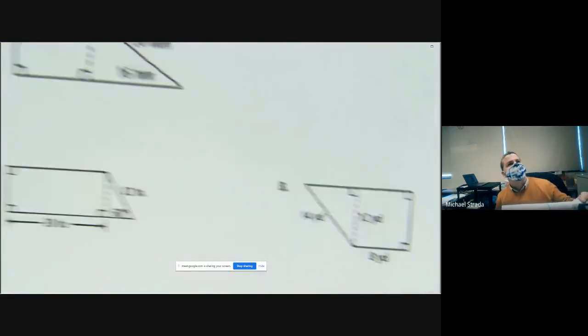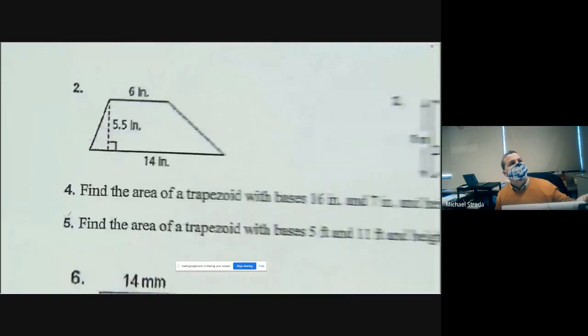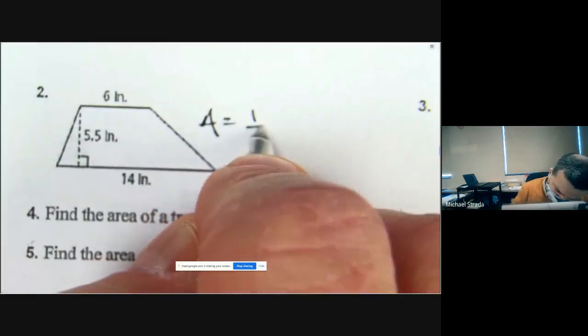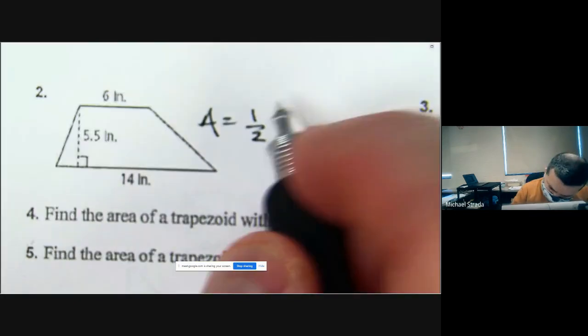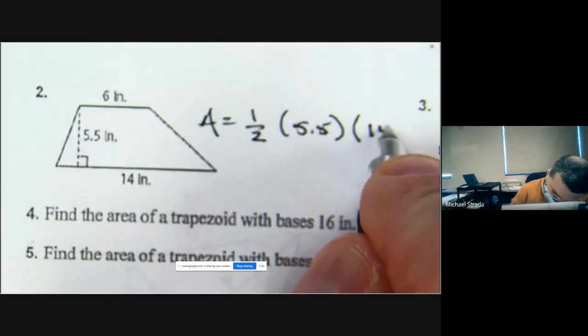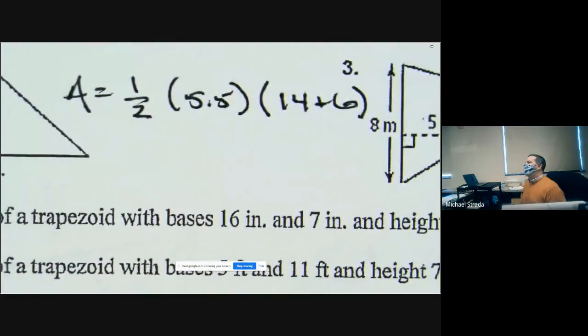Let's do some examples. All right. So number 2, area equals 1/2 the height, which is 5.5, and then the 2 bases added up, which is 14 plus 6. I'm all about working smarter, not harder. What are you going to do first? Add 14 and 6, and then divide by 2. Everybody see how we can do it in any order we want.